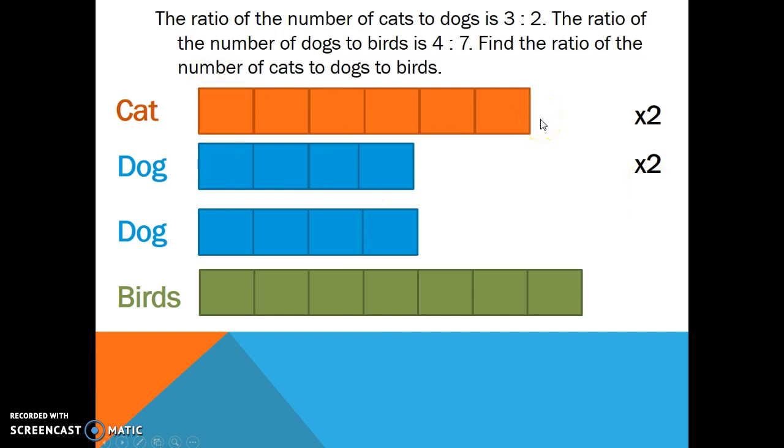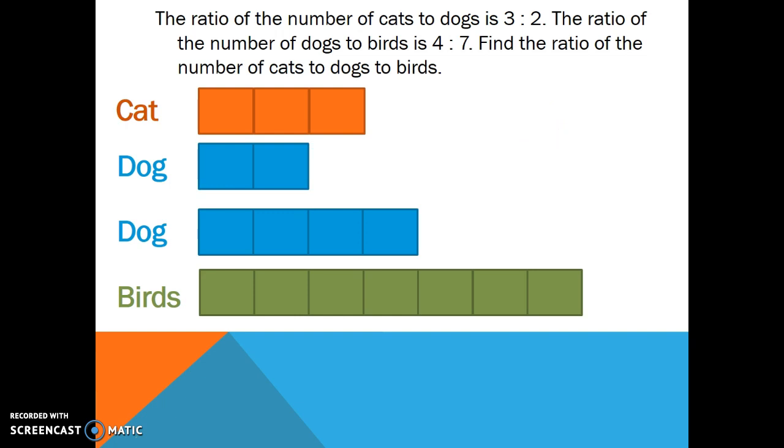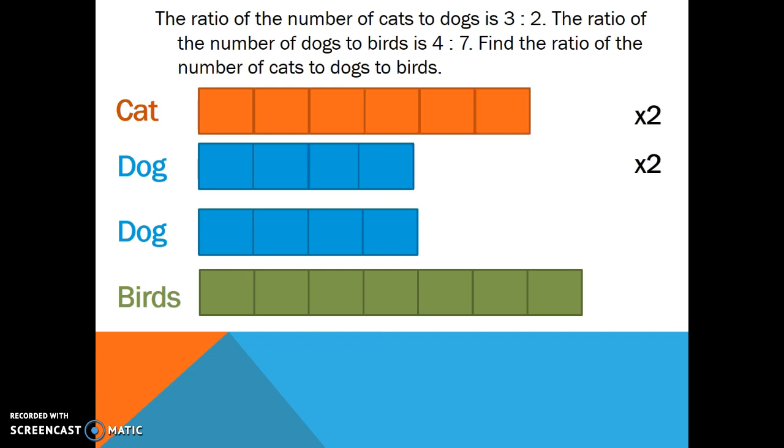Now, is that an equivalent ratio of what we just had? Let's go back and just look. So I had a 3 to 2 ratio, cats to dogs, and then I multiplied both numbers by 2, and now I have a 6 to 4. And the answer is yes, that's exactly the same. That's an equivalent ratio. So we found an equivalent ratio that allows our dog units to be the same in both scenarios so that we can compare everything.